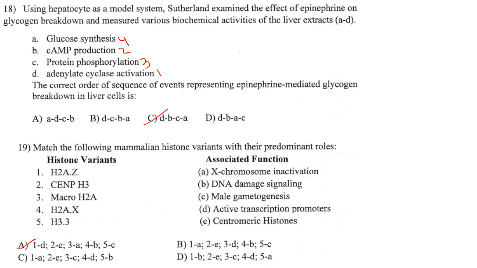The next one. Using hepatocyte as a model system, Sutherland examined the effect of epinephrine on glycogen breakdown and measured various biochemical activities of the liver extracts A to D. The correct order of sequence of events representing epinephrine-mediated glycogen breakdown in the liver cell is: glucose synthesis, cAMP production, protein phosphorylation, adenylate cyclase activation. First will be adenylate cyclase activation, then comes cAMP production. Once the adenylate cyclase is activated, cAMP production starts. Then comes protein phosphorylation and then glucose synthesis.